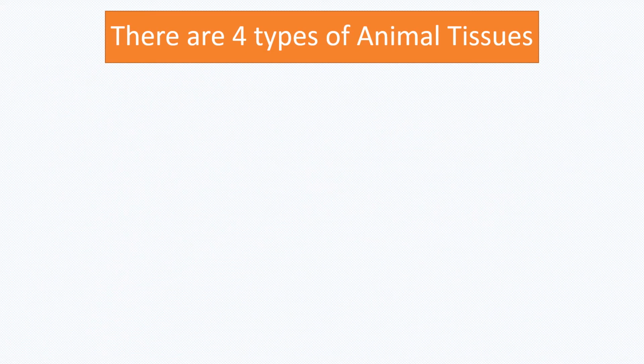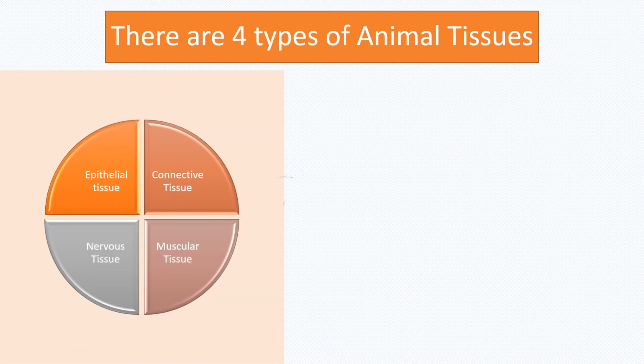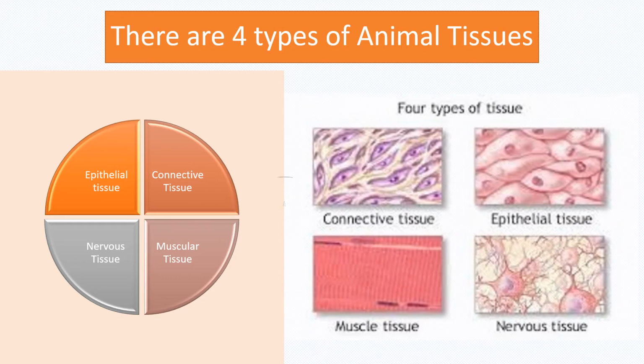Do you know there are 4 types of animal tissues? The first is epithelial tissue, then connective tissue, nervous tissue, and muscular tissue. The animal body is made up of many types of tissues. You can see the picture of the 4 types of tissues. Connective tissue is very different from the other tissues, like epithelial tissue.